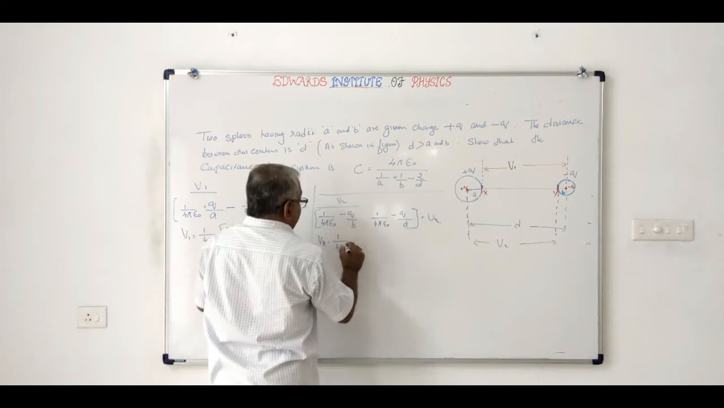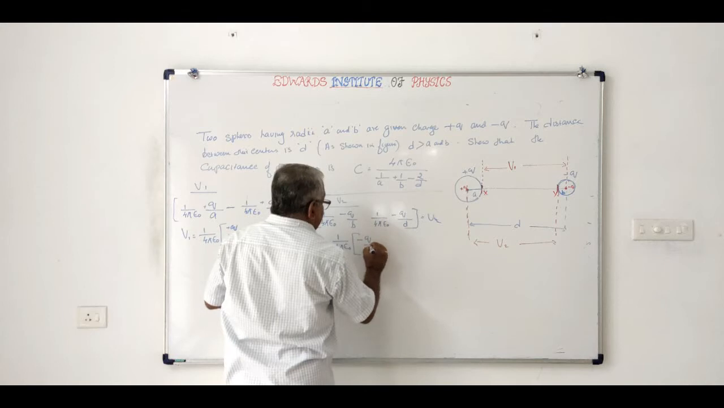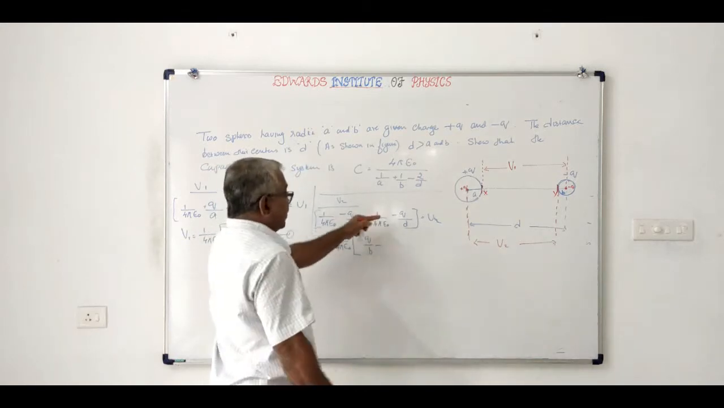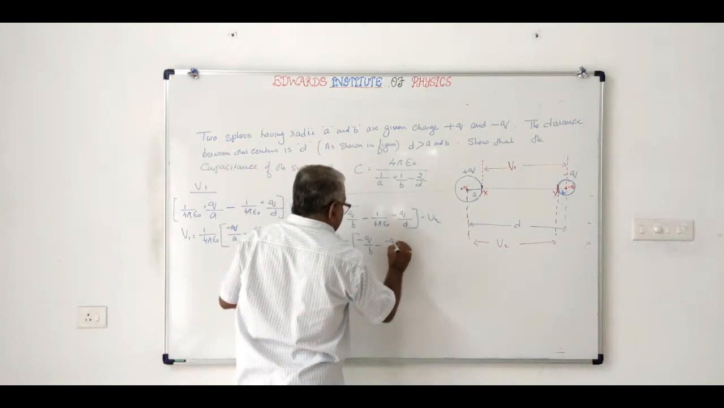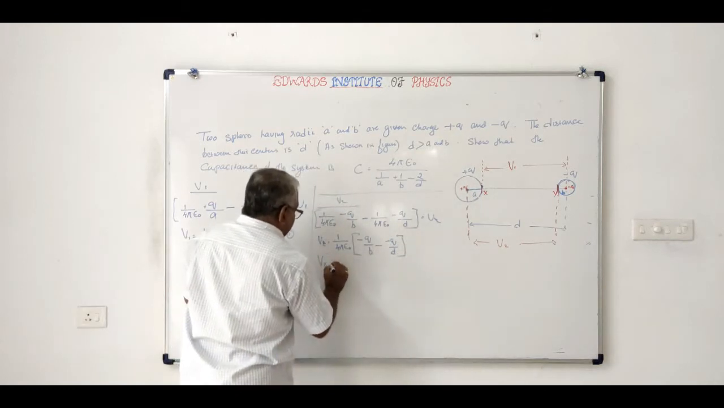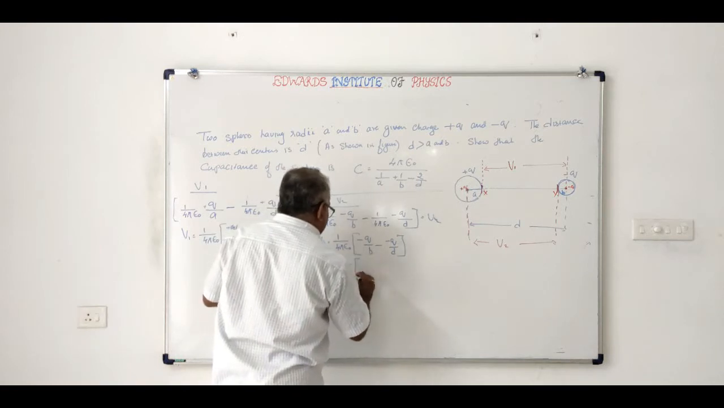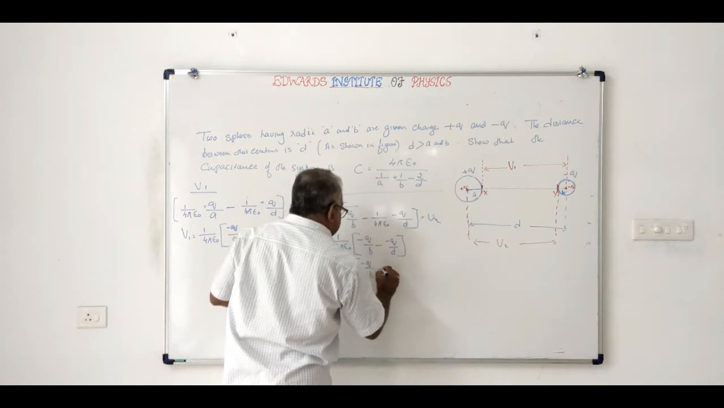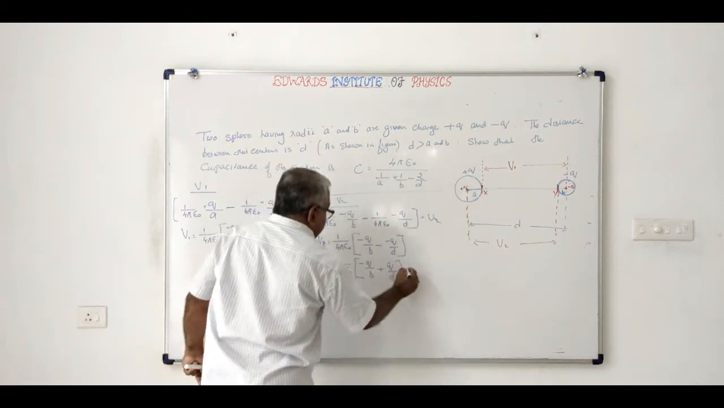V2 will be equal to 1 by 4 pi epsilon 0 times minus of q by b, the difference will give V2 minus of minus q. So V2 will be equal to 1 by 4 pi epsilon 0 times minus of q by b plus q by d. This is V2, this is equation 2.